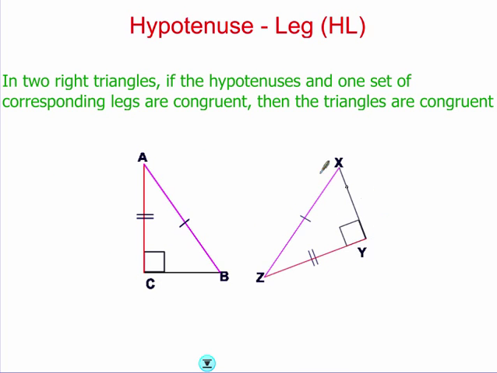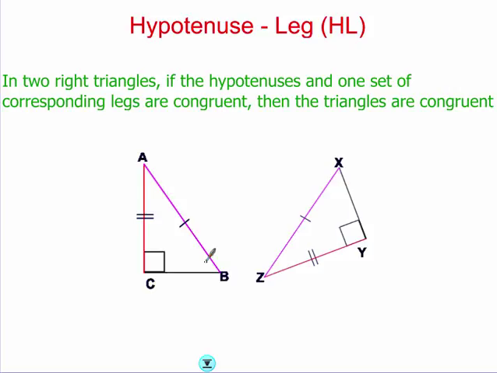It says if two triangles are right triangles, they have the same hypotenuse, and one of their sets of legs is congruent, then the triangles are congruent. So now that we have these postulates, we can use them to prove that triangles are congruent.